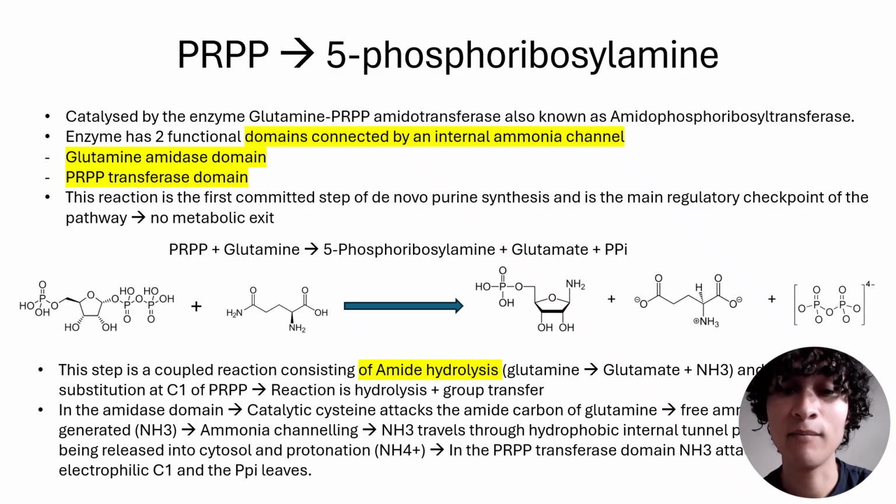It's going to hydrolyze that amine group from that glutamine forming glutamate, and then it's going to transfer that amine group through the PRPP transferase domain onto our phosphoribosyl pyrophosphate, onto that first carbon. That pyrophosphate is going to leave because it's a leaving group, okay, and you're going to get your 5-phosphoribosyl amine. So in the equation you can see I've got PRPP plus glutamine gives you 5-phosphoribosyl amine plus glutamate and pyrophosphate. So the byproducts essentially are glutamate and pyrophosphate.